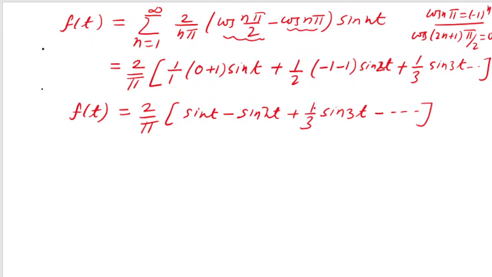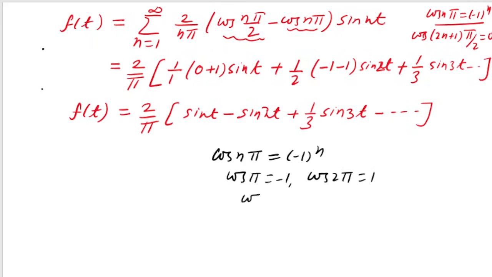In case you are in doubt, you can find the fourth term, fifth term, but I hope you are getting these things very clear: if I write cos n pi is equal to minus 1 to the power n, so cos pi is equal to minus 1, cos 2 pi is equal to 1, cos 3 pi is equal to minus 1, cos 4 pi is equal to 1. These things, I hope, are clear to you. Another thing I have used is that cos of (2n plus 1) into pi by 2 is zero, an odd multiple.